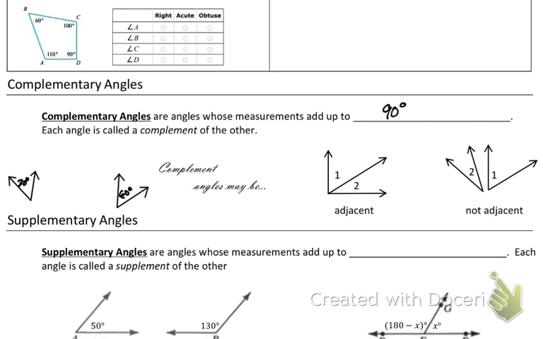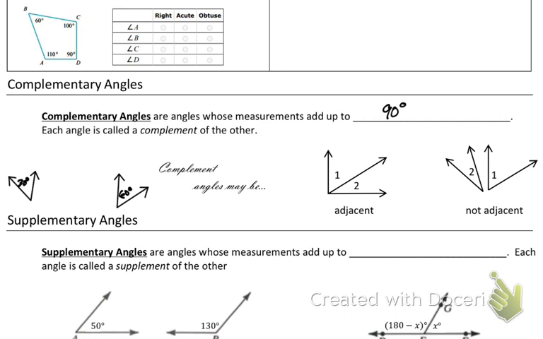Supplement, on the other hand: supplement and complement go together. They're the ones that we can confuse with each other. What I like to keep track of it is the word supple. If you think of a supple apple, it's a big, juicy apple. So supple means bigger. Complement's 90. Supplement is going to be 180 degrees.